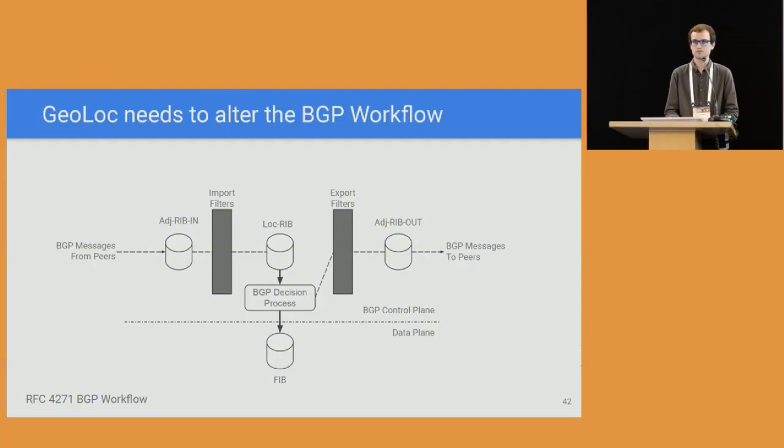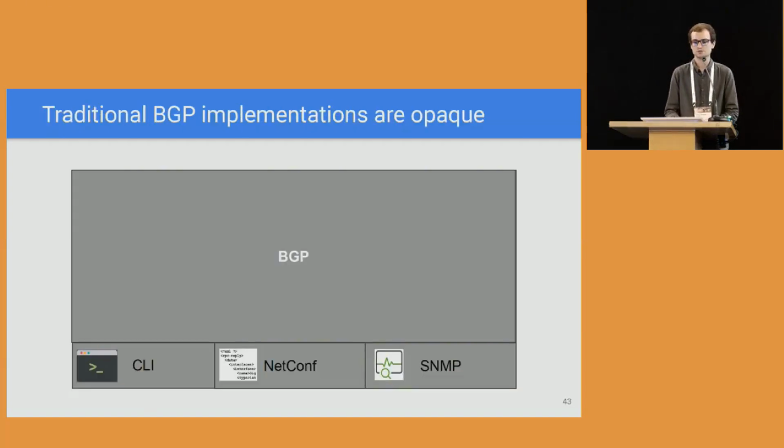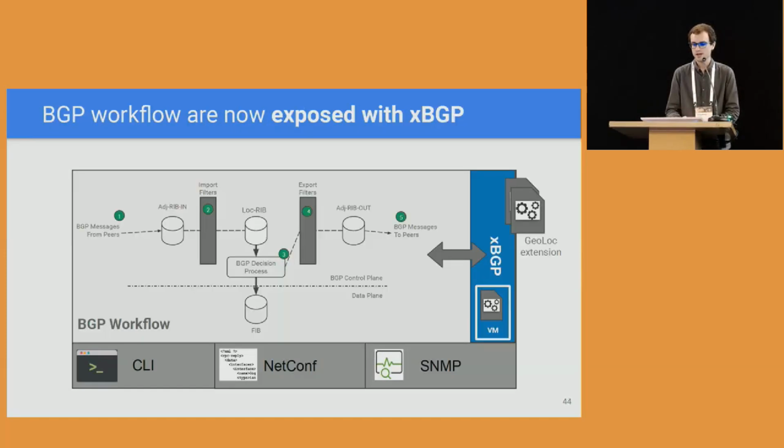Okay, so this is the workflow, but how do we access it? Because on traditional BGP implementations, you only have the interfaces provided by the vendor. The famous ones are CLI, NETCONF, or SNMP for monitoring. And with xBGP, we open the lid of BGP and we expose this BGP workflow so that the xBGP virtual machine can execute your extension within this BGP workflow.